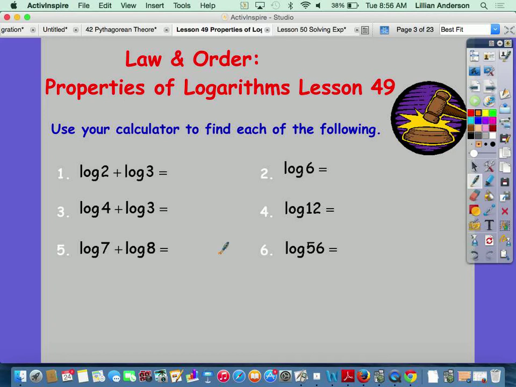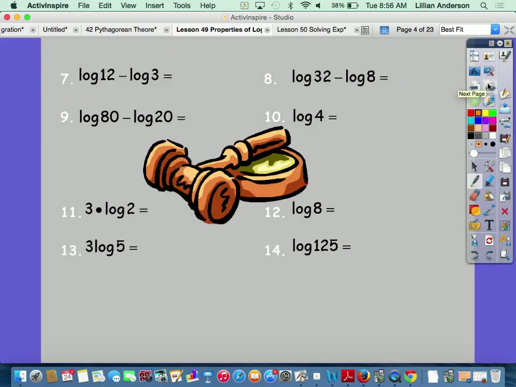Okay, what did that do for this one? What was this? 0.7782. So it was 0.7782 over here. All right. What about these? What was 7? What did you guys get for 7? 0.6021. Okay.